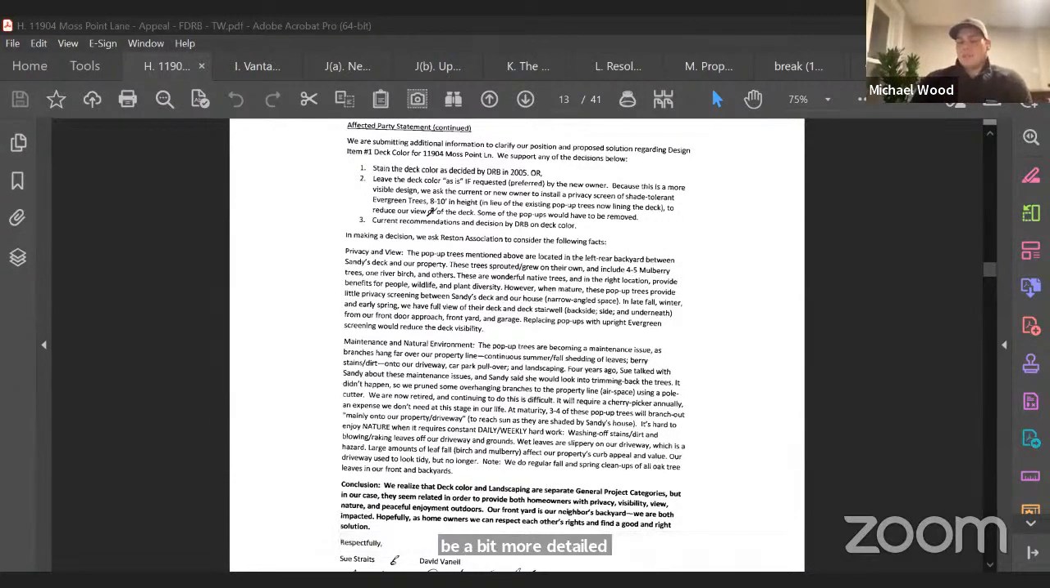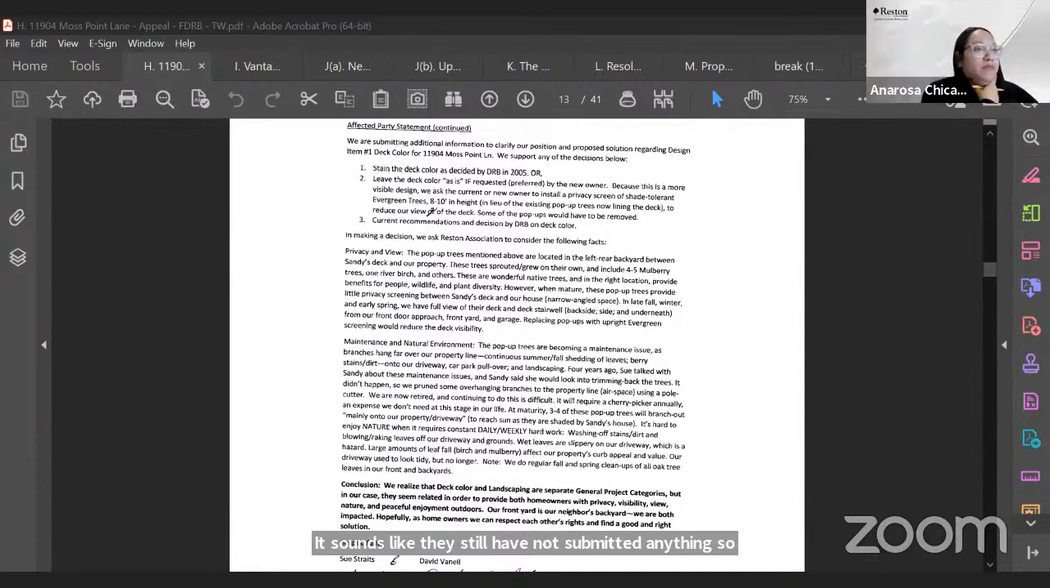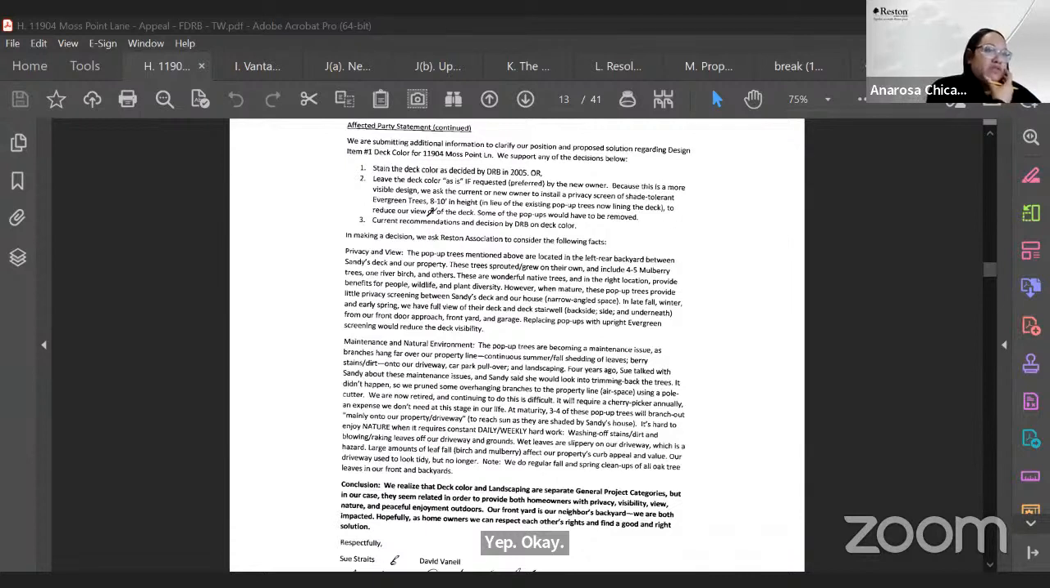Gotcha. I think that's what their hope was with the vegetation, with saying that they needed to submit what the actual screening plan would be. And you as an affected party would be notified on what that screening plan would be. To this date, it sounds like they still have not submitted anything. And obviously the applicant is not here tonight. Sorry to interrupt. She is on. Okay, we're trying to unmute her now. Judith, if you're on a phone and you can hear us, you would press *6 to unmute yourself.